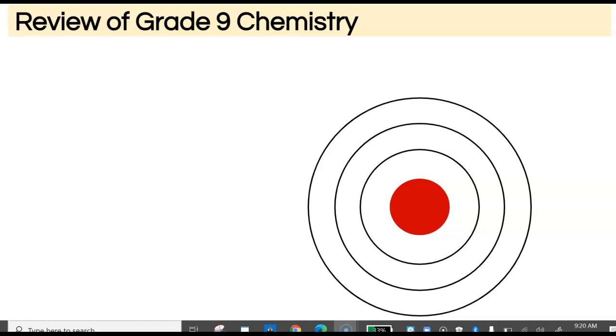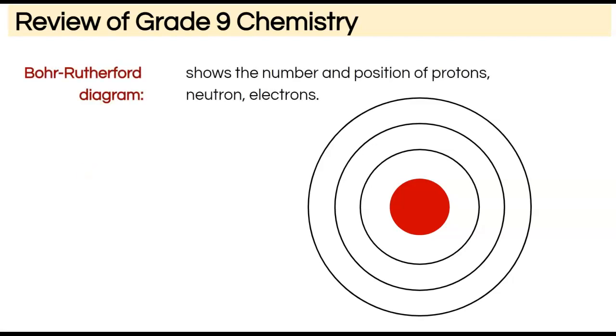Okay, so what am I looking at here? Well, it looks like I'm trying to build a model of an atom, and I've already talked about this in this video. Hopefully you remember that when we talk about a Bohr-Rutherford diagram, basically what you're doing is trying to create a two-dimensional depiction of the structure of an atom by outlining the number and the position of the protons, neutrons, and electrons in that diagram.